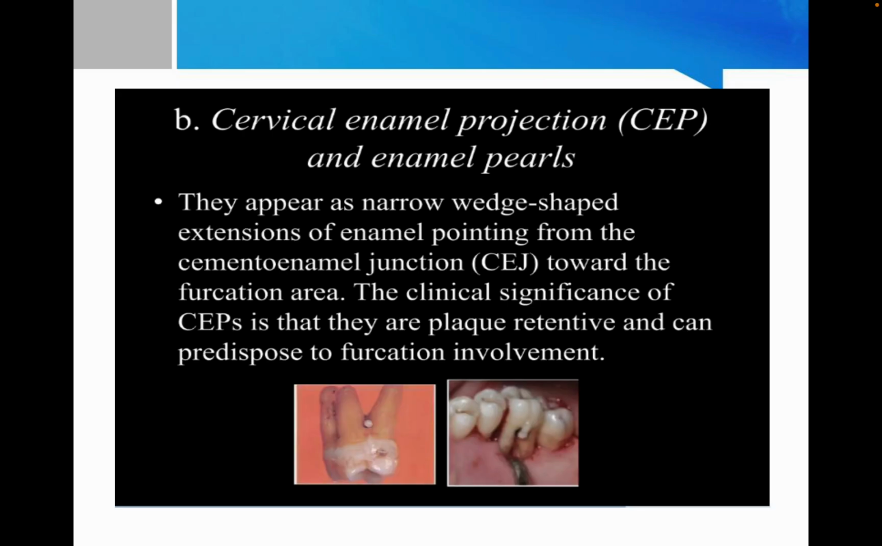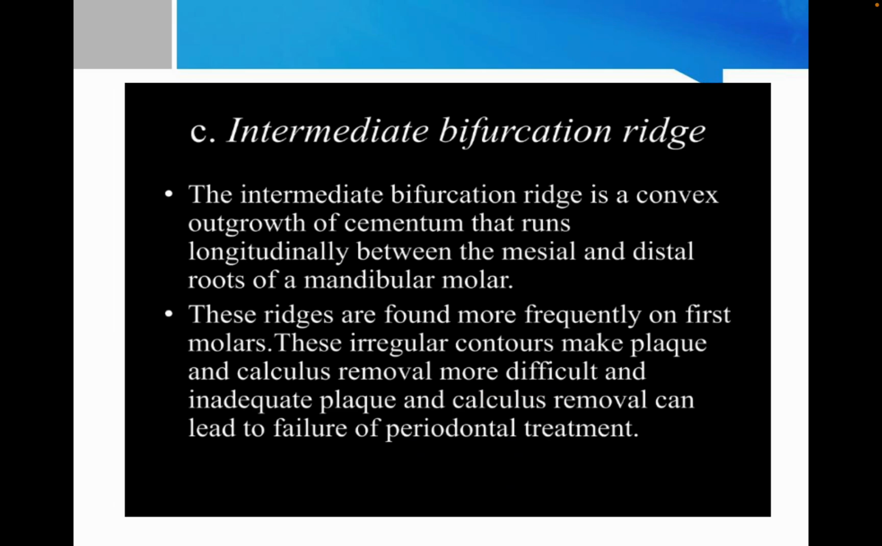Now coming to the cervical enamel projections and enamel pearl. They appear as narrow wedge-shaped extensions of enamel pointing from the CEJ towards the furcation area. Their clinical significance is that they are plaque retentive and can predispose to furcation involvement.